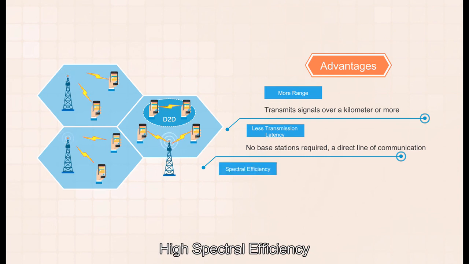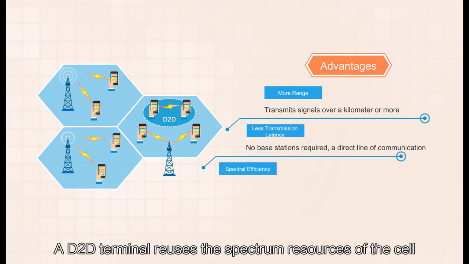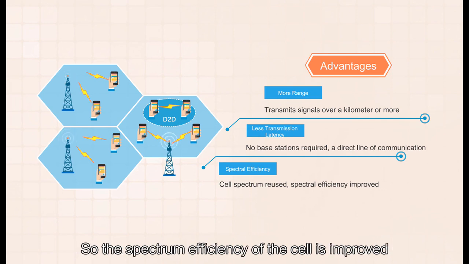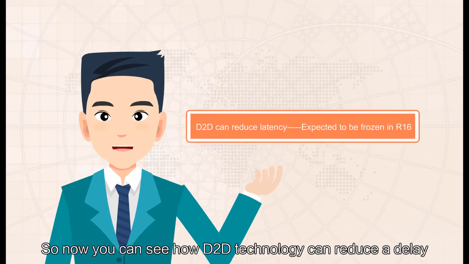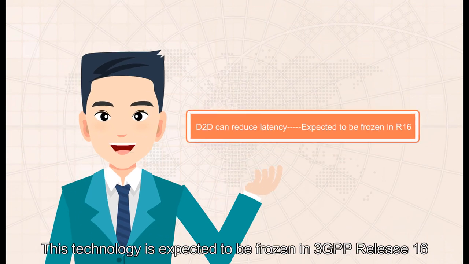High spectral efficiency. A D2D terminal reuses the spectrum resources of the cell, so the spectrum efficiency of the cell is improved. So now you can see how D2D technology can reduce delay. This technology is expected to be frozen in 3GPP Release 16.